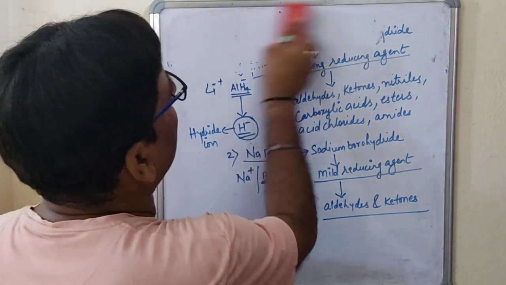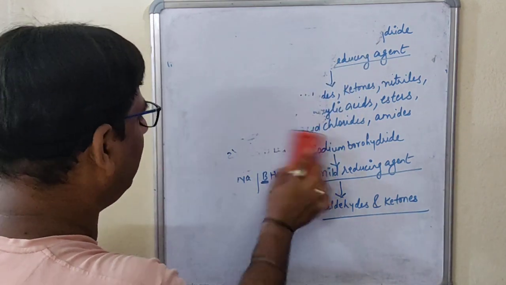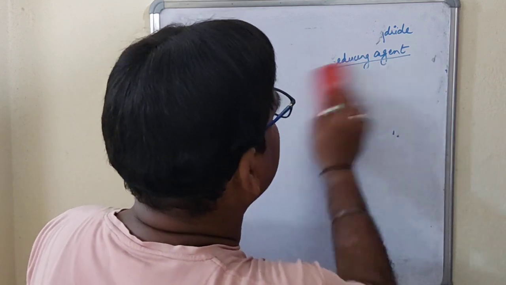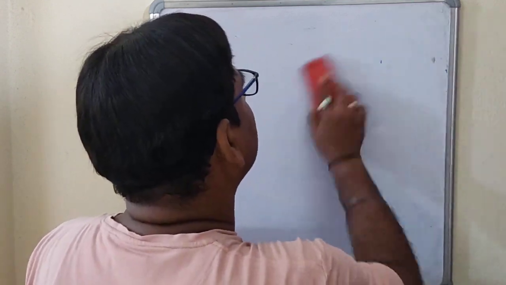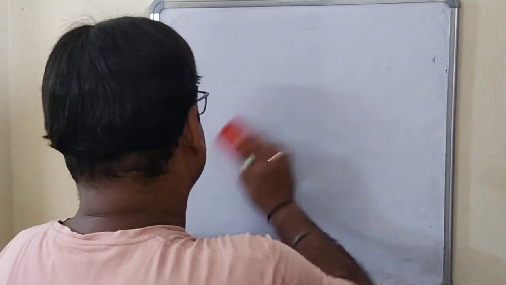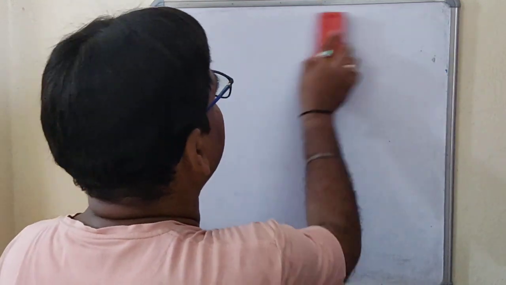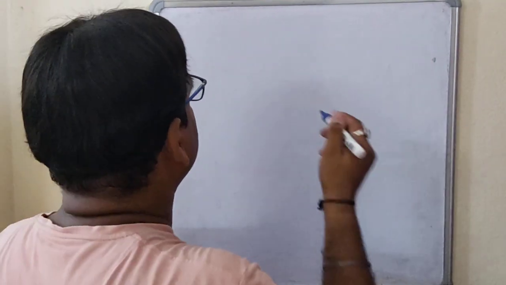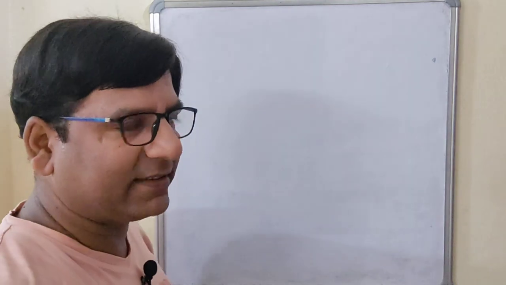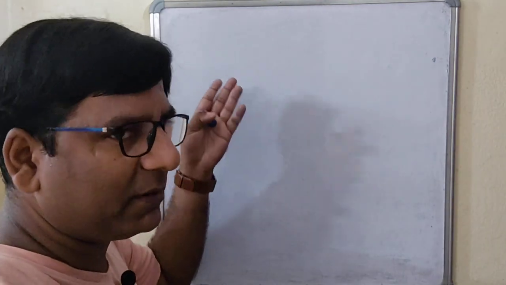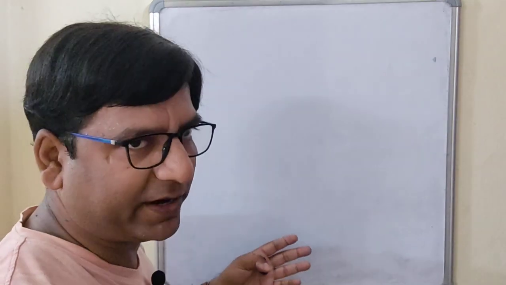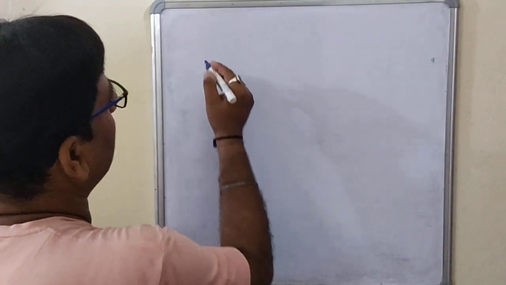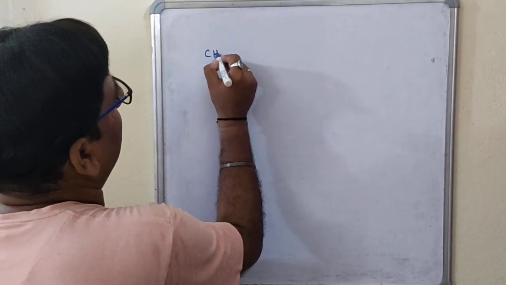Now let us see the reaction. We will take one example and then we will see to what compound it is reduced, what is the product of that reaction, and how the reduction is done. Now suppose aldehyde and ketone, as I told you, lithium aluminum hydride and sodium borohydride both reduce the aldehydes or the ketones. Now let us see one example of a ketone.